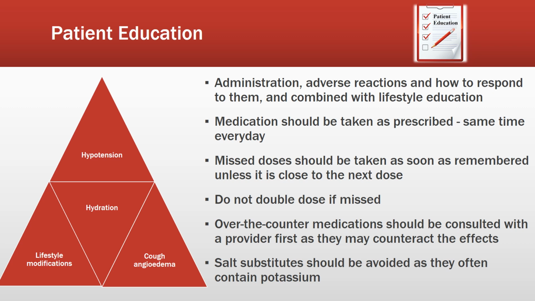The lifestyle education should be focused on the importance of weight loss. Five to 10 pounds can significantly decrease blood pressure. A healthy, low cholesterol diet, high in fruit, vegetables, and low-fat dairy. Reduction of sodium. Limit or eliminate alcohol intake completely. And increase aerobic physical activity, which are all crucial to preventing further complications.